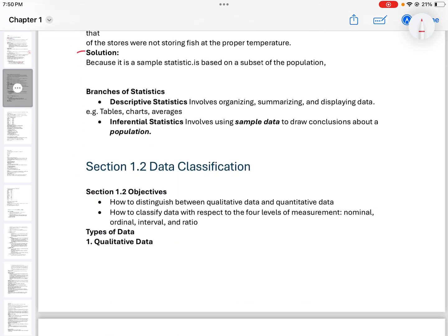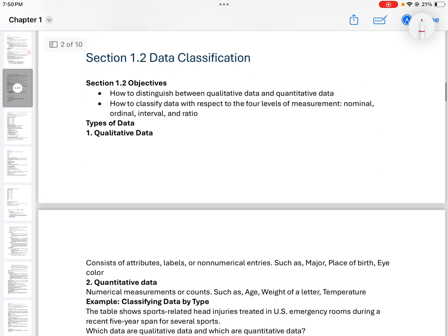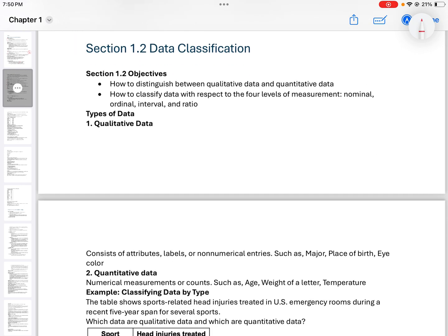In statistics, we have two branches of statistics. We have descriptive statistics, which involves organizing, summarizing, and displaying data, such as tables, charts, and averages, and inferential statistics, which involves sampling data to draw a conclusion about a population. All right, that's what we covered for the first section. Next section, section 1.2, data classification.